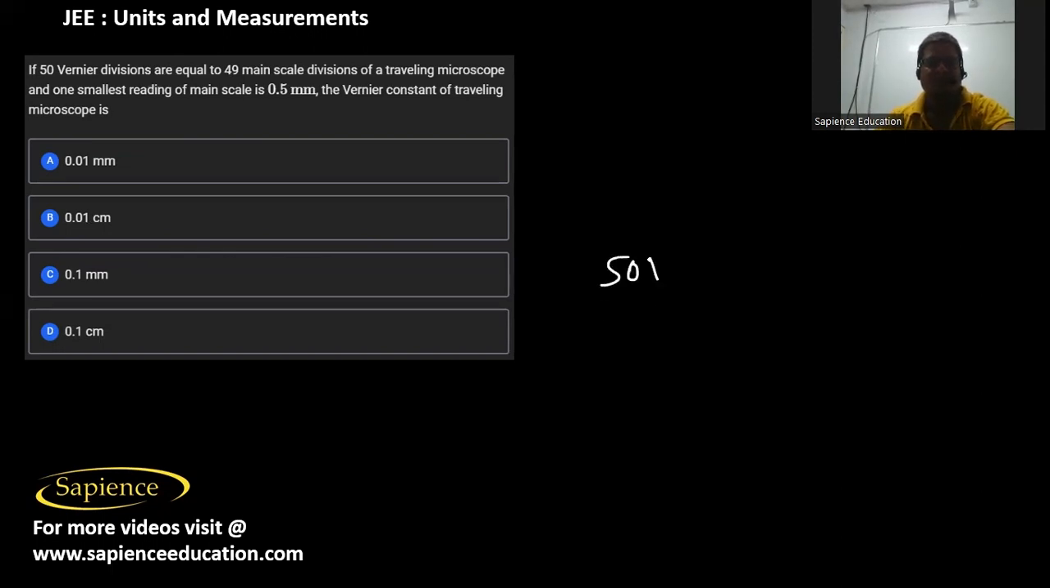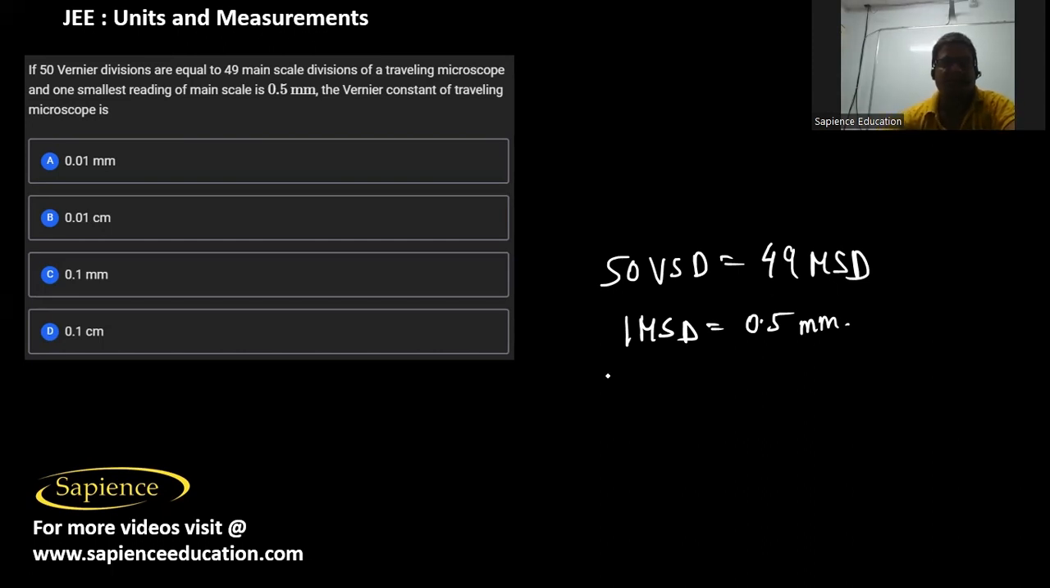If 50 vernier scale divisions are equal to 49 main scale divisions of a traveling microscope and one smallest reading of the main scale is 0.5 millimeter, the vernier constant of the traveling microscope is? One main scale division is equal to 0.5 millimeter. Vernier constant means the least count of the vernier.